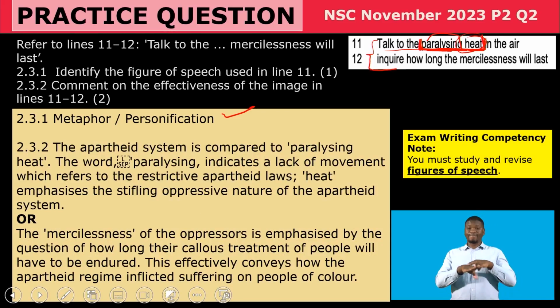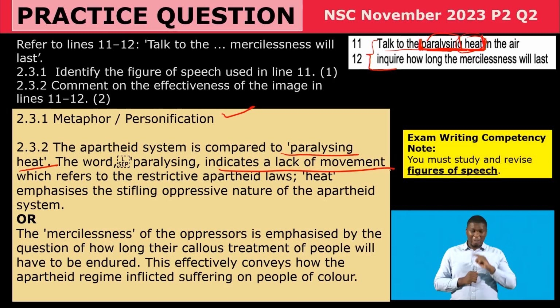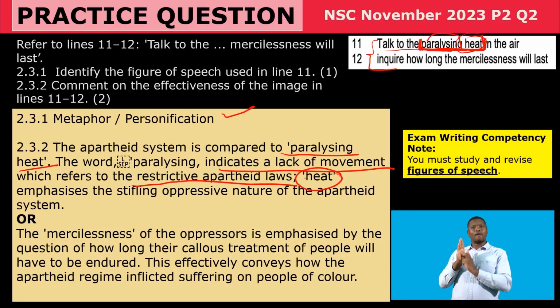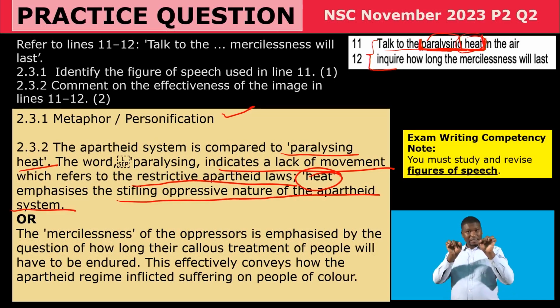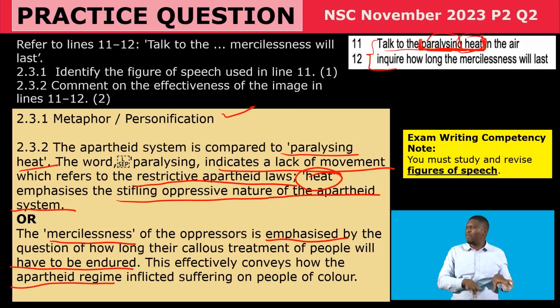The apartheid system is compared to paralyzing heat. The word paralyzing indicates a lack of movement, which refers to the restrictive apartheid laws. The word heat emphasizes the stifling, oppressive nature of the apartheid system. Or you could say, mercilessness of the oppressors is emphasized by the question of how long their callous treatment of people will have to be endured. This effectively conveys how the apartheid regime inflicted suffering on people of color. Both these answers would score you 2 marks.